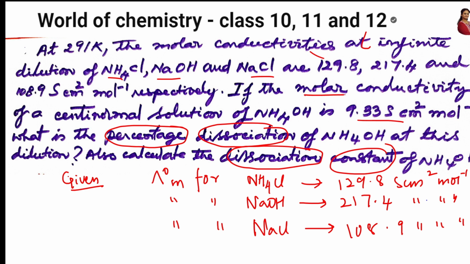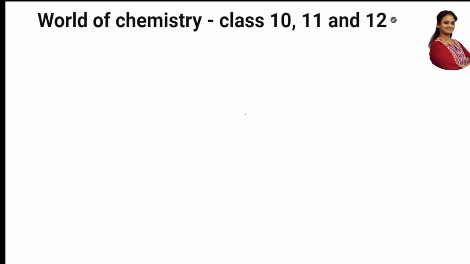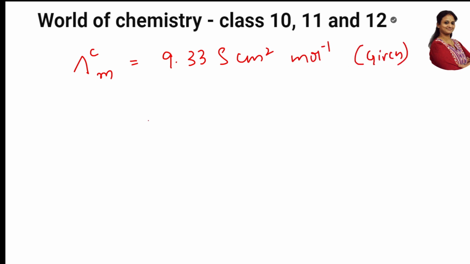If the molar conductivity of a centi-normal solution of ammonium hydroxide is 9.33 Siemens centimeter square per mole, and this is also given to me, what should I find out? They have asked to find the degree of dissociation. First of all, I'm going to find the degree of dissociation.